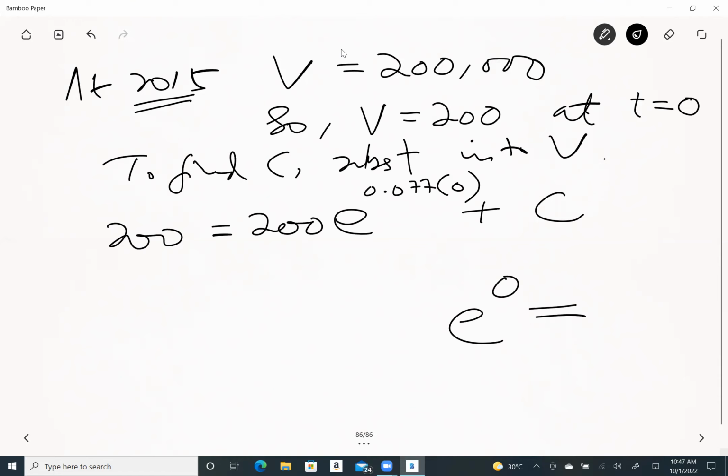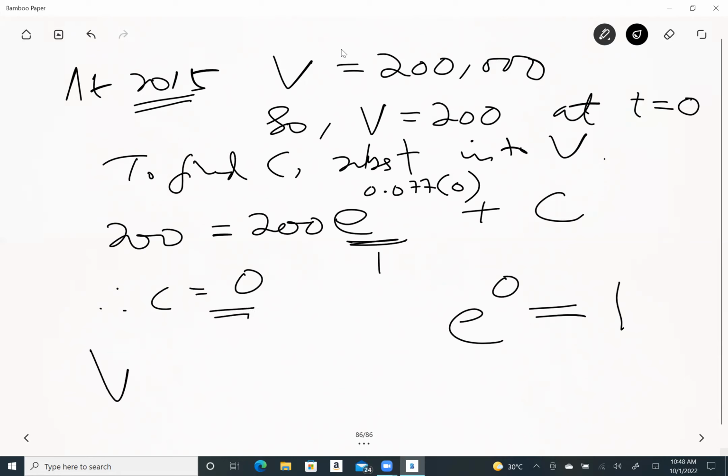E to the power of 0 is equal, not equal to 0, it's equal to 1. So what we will have is 1, 200. So therefore, C is 0. 200 minus 200, times 200, 200 minus 200, that will be equal to 0. So therefore, C is 0.